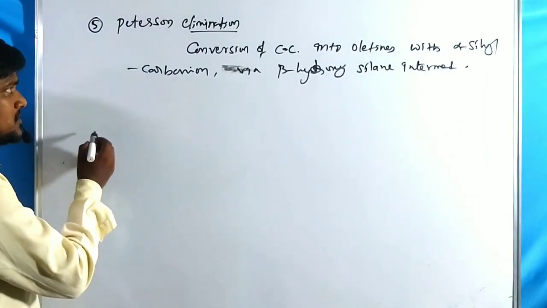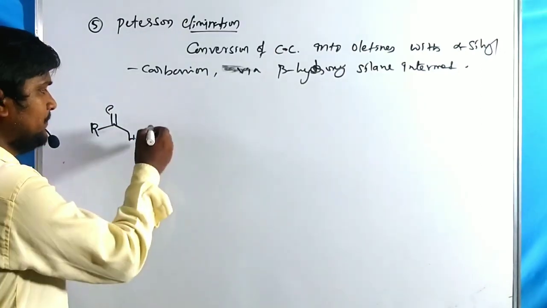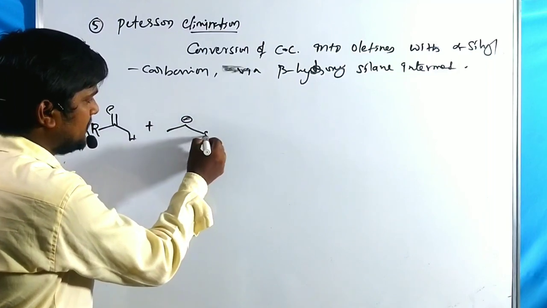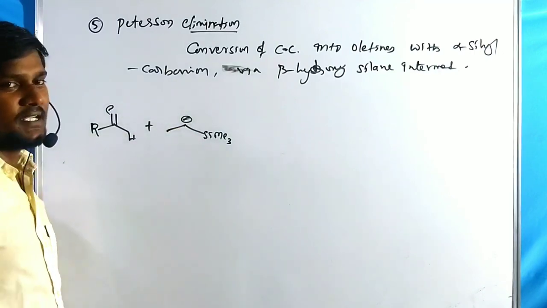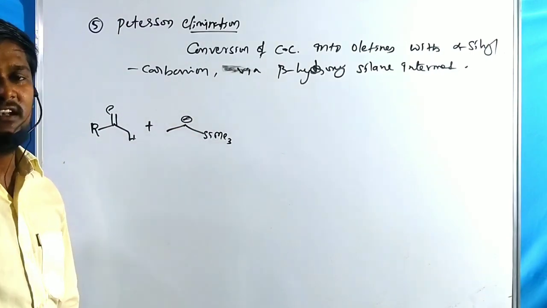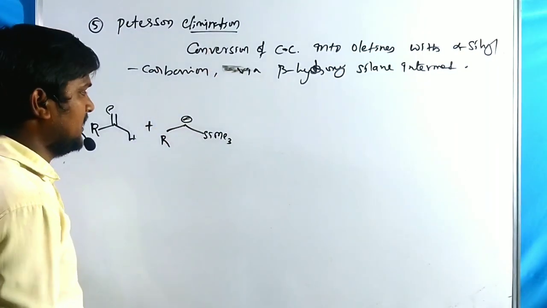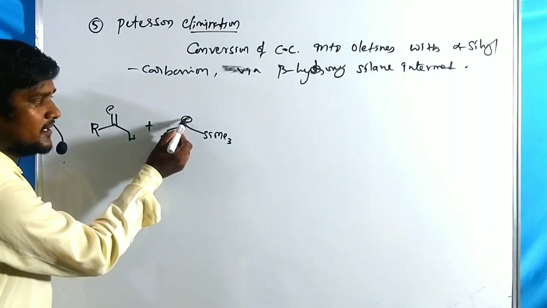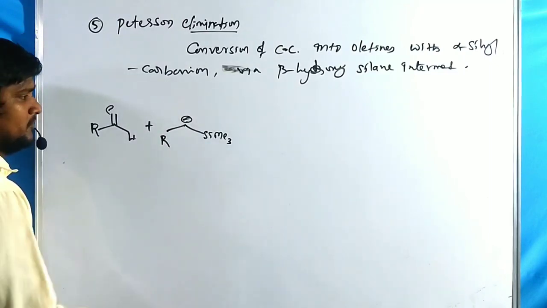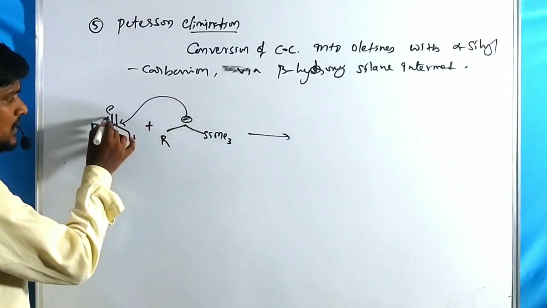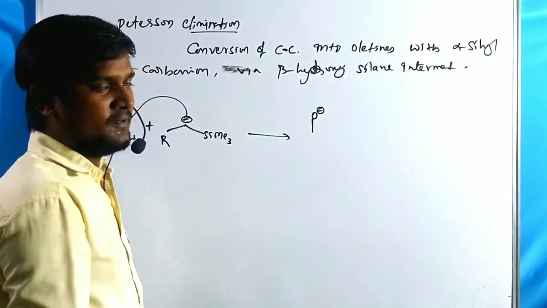Let us go through the simplest representation of Peterson olefination. Here it is a carbonyl compound, whether it is a ketone or aldehyde doesn't matter. Now we'll use the alpha silyl carbanion. This is the silane, like a trimethylsilane attached carbon atom. The silane adjacent position is a carbanion. Generally the alpha position of the silane is a carbanion, and the beta position of the silane is a carbocation. We have discussed this in silane chemistry. Now this carbanion is stabilized by group 1 metals like lithium or potassium. This carbanion will attack the electrophilic center of the carbonyl compound. Now the C=O becomes C-O minus.